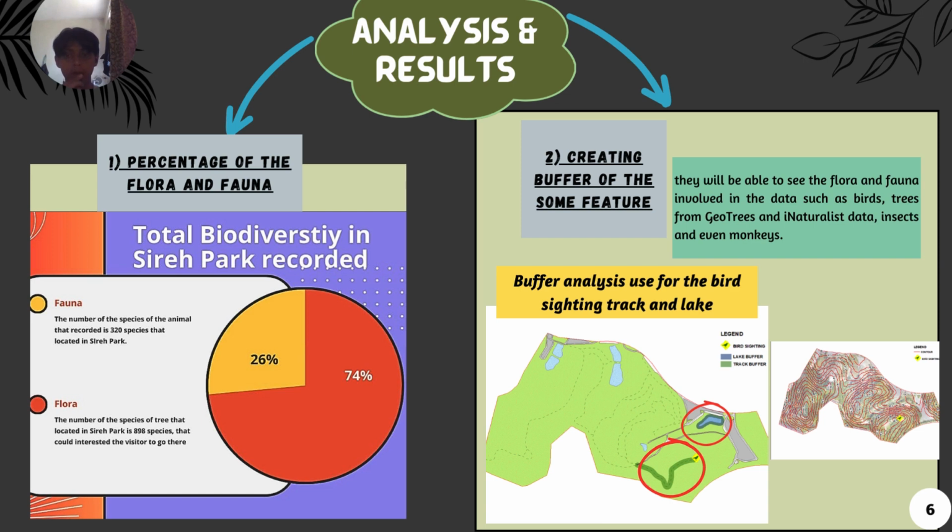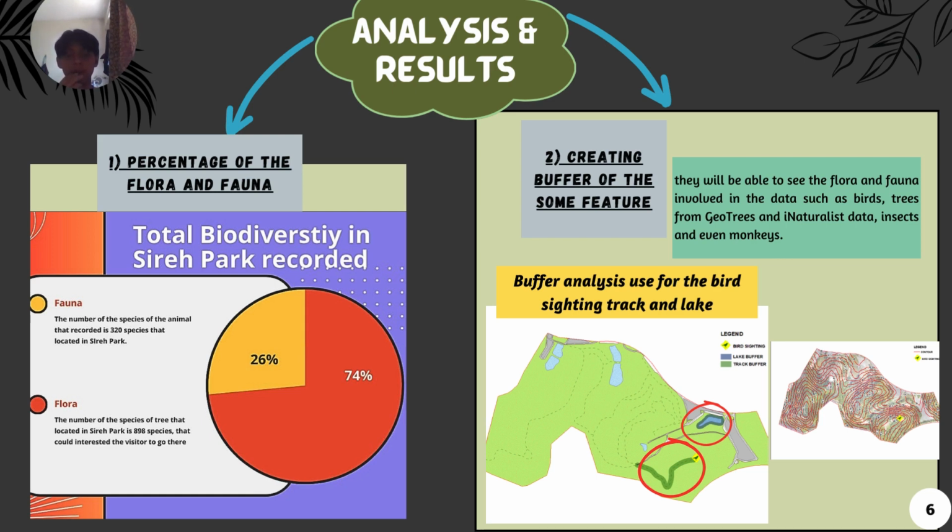For the analysis, firstly we identify the percentage of the flora and fauna based on our data, which is from iNaturalist and Geotrace. After we combine both data, we identify there are 1,218 species, of which 320 species or 26% are fauna. For the flora, there are 869 species, which is 74%.